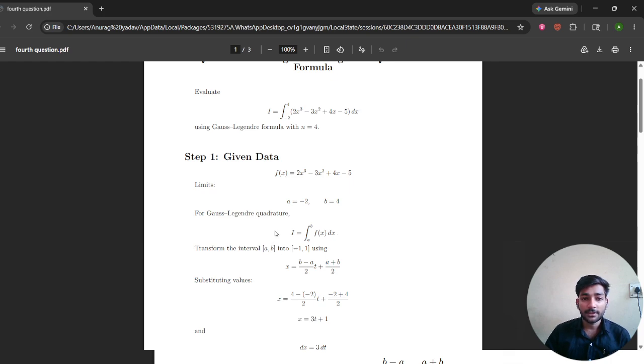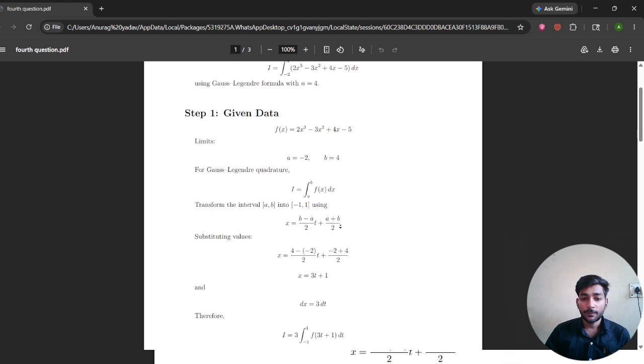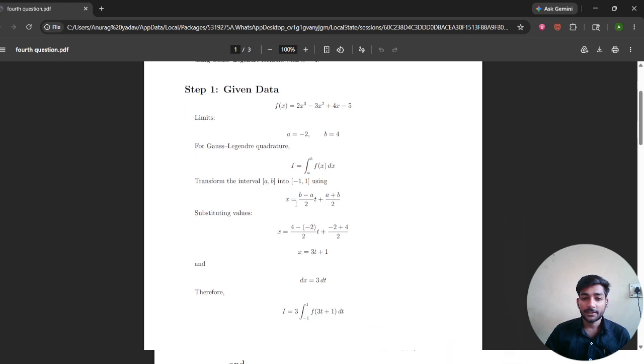For applying the Gauss-Legendre formula, we have to change the limits to between -1 and 1. For changing the limit, this is the formula: x = ((b - a)/2) t + (a + b)/2. We put the values of a and b in this, and after simplifying this equation, we get x = 3t + 1.